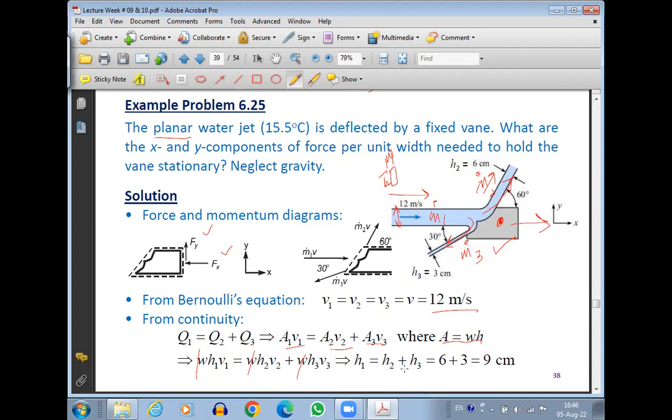What we are left with is H1 equals H2 plus H3. The height of the jet here is given as 3 centimeters, and the height of the jet here is given as 6 centimeters. So the height of this incoming jet will be 6 plus 3 equals 9 centimeters. How did we get this? By first applying Bernoulli's equation, then applying continuity. We apply these two equations and come up to this answer. Now we know the height of this jet.